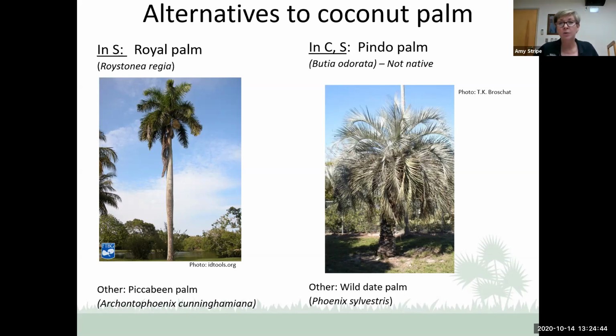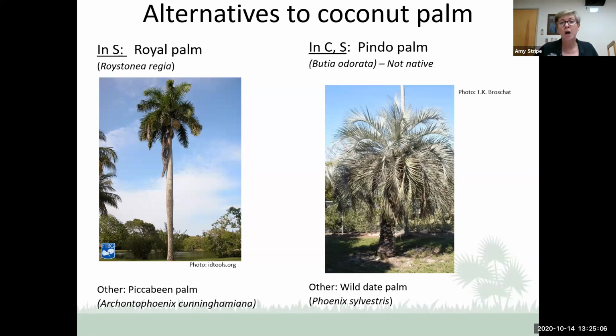In Central and South Florida, I selected the pindo palm. It is not a native. This is Butia odorata. I selected it because it's got kind of similar graceful fronds the way the coconut palm does, but it is a very underutilized palm. And in that regard, I think it would make a stunning specimen in your landscape.